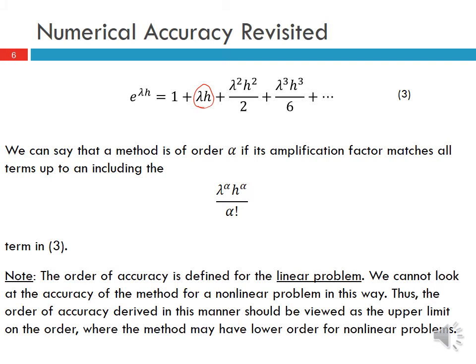Now it's important to note that the order of accuracy is defined for the linear problem. Recall that the model problem is the linearized version of the problem. So we cannot look at the accuracy of the method for nonlinear problems in this way. The order of accuracy derived in this manner should be viewed as the upper limit on the order, where the method may have a lower order of accuracy for nonlinear problems.